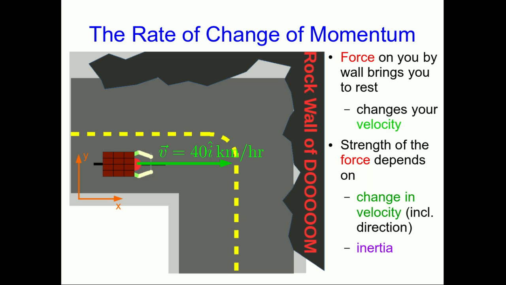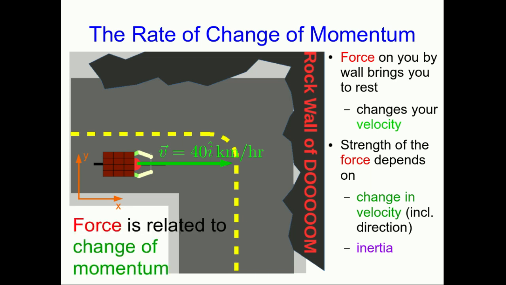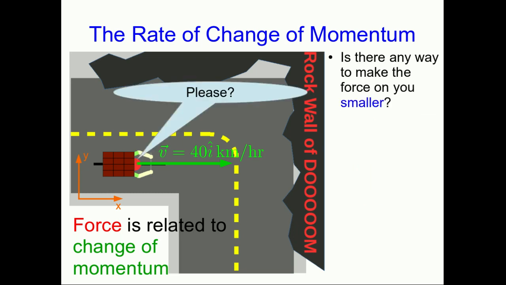Also, it clearly depends on your inertia. Well, we know exactly what depends on velocities, including direction, and inertia. It's momentum. And so force must be somehow related to your change of momentum during your collision with the wall. Well, that's not the only thing it depends on, though. Let's think about how we can make this force on you smaller.